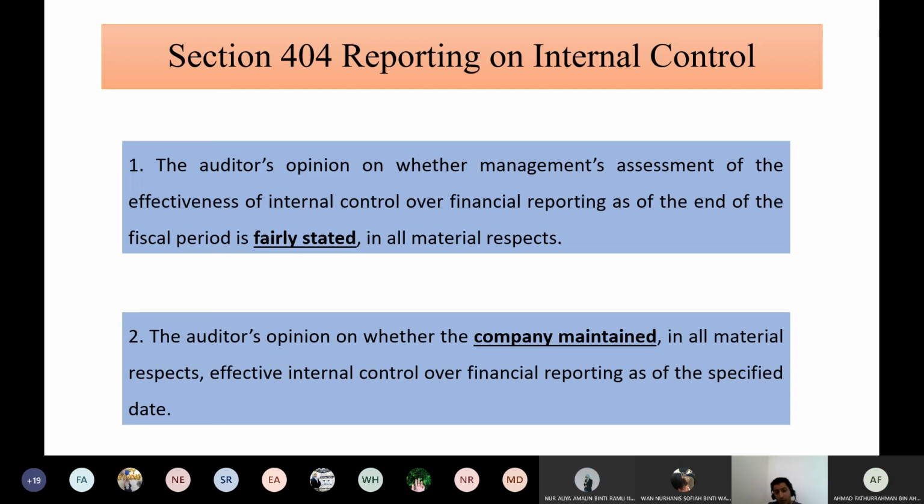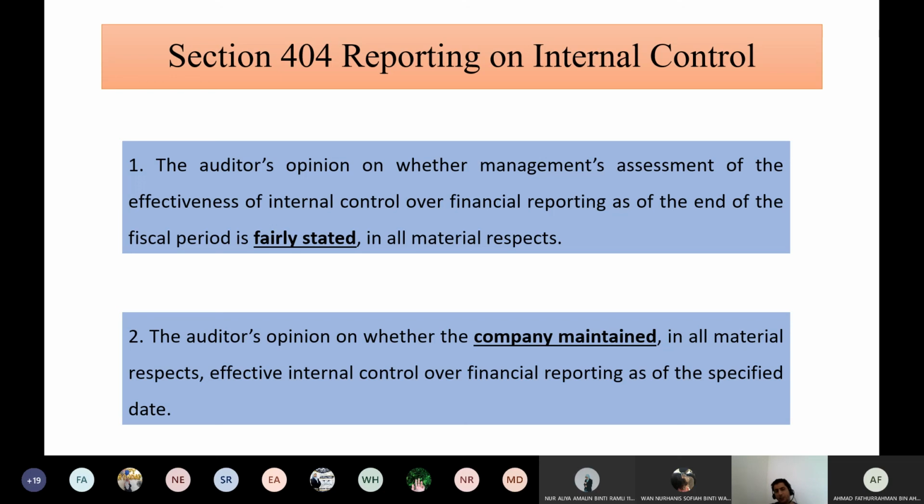So the auditor will have to state whether it is fairly stated or not fair, that is, whether what they have stated in the financial statement is wrong. The auditor will also report on that. Next is the auditor's opinion on whether the company maintained, in all material respects, effective internal control over financial reporting as of the specific date.